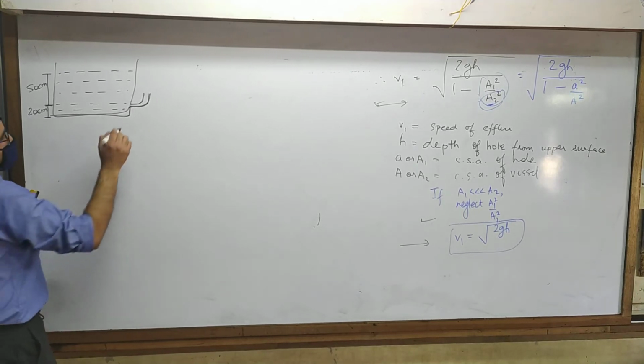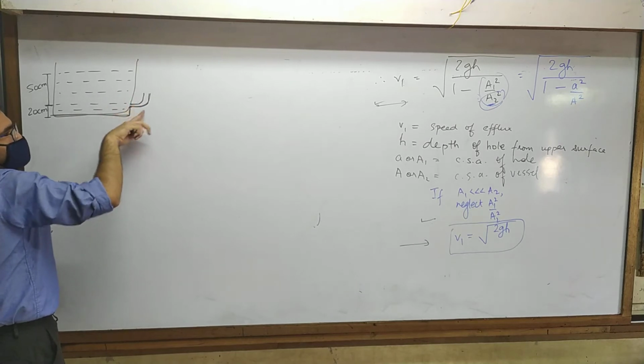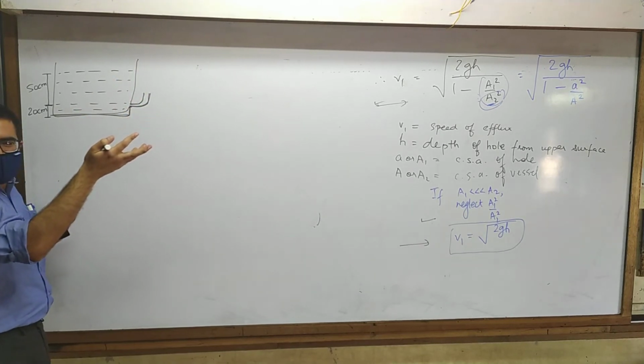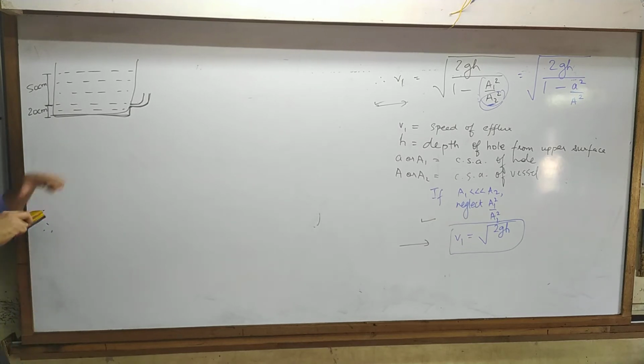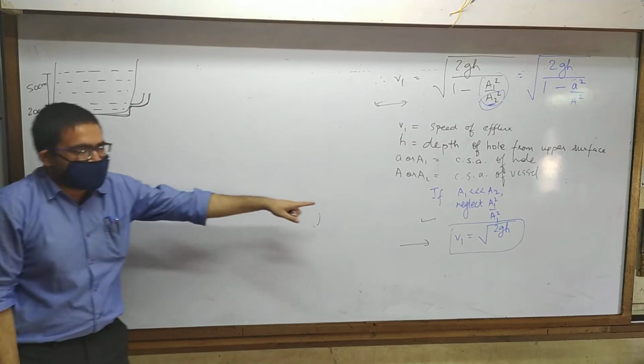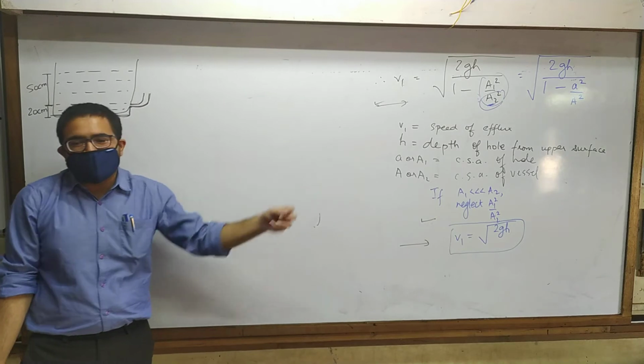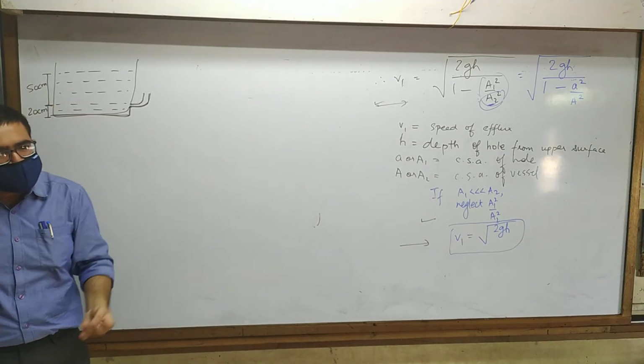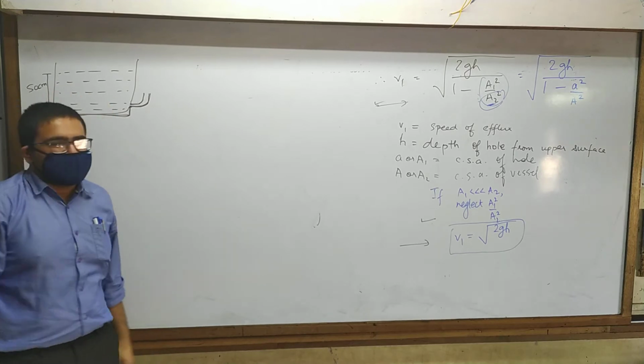You have to say that when water leaks out, there will be a fountain like this. I hope you understand why. Because when water comes out, it comes with a speed. How much speed? Root of 2 here. So it will be sprayed out. Make sense? Right, like a fountain.